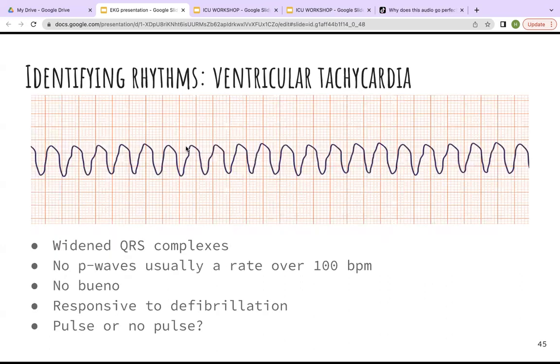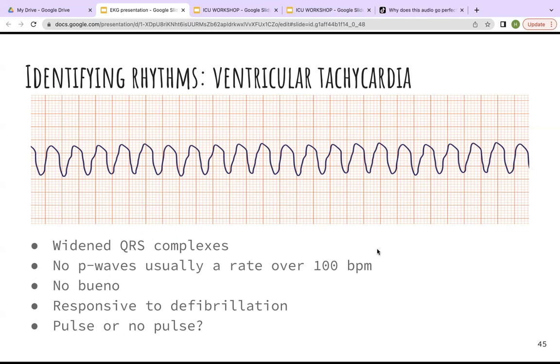Here we're getting into a little more of a severe rhythm. This is ventricular tachycardia. It's monomorphic, meaning all of these little marks here look the same. They're an equal distance apart. They're wide QRS complexes, no P waves. The heart rate's usually over 100. Really not good. If they're unresponsive, this is responsive to defibrillation.